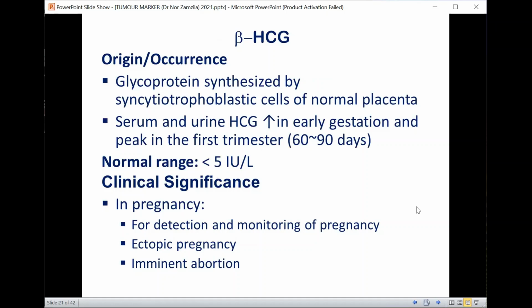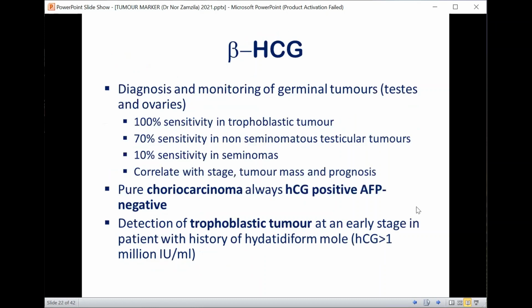Beta HCG, mainly we use beta HCG in pregnancy, for detection and monitoring of pregnancy, to check for ectopic pregnancy, and also for abortion. So this is the main use of beta HCG. But beta HCG can also be used for diagnosis and also monitoring of germinal tumors, like trophoblastic tumor, testicular tumors, and also only 10% in seminoma.